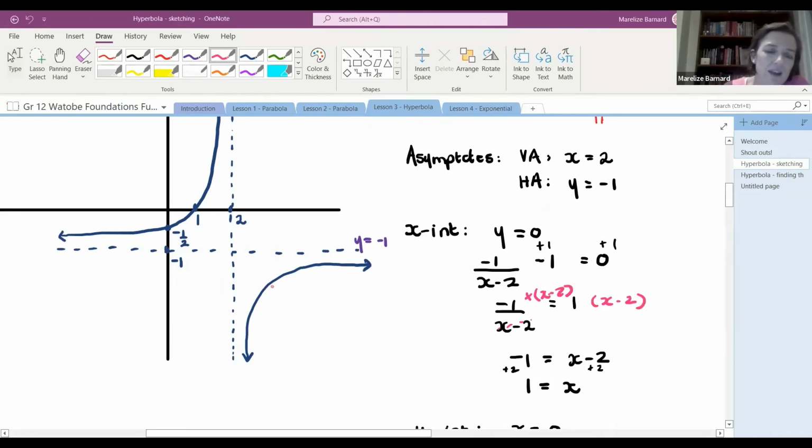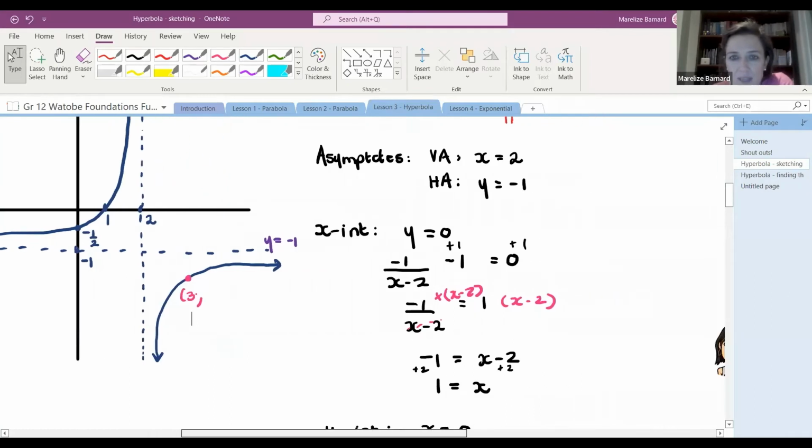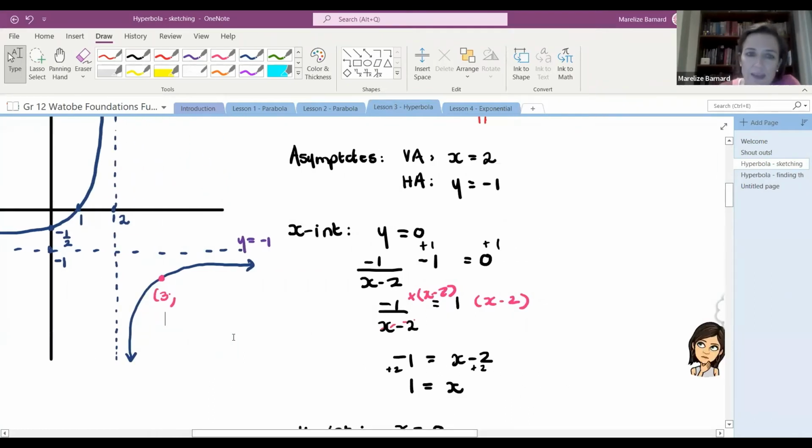I'm going to take x is equal to 3. So if x is equal to 3, then my y is going to be, I can just make y equal to -1, 3 minus 2 minus 1.